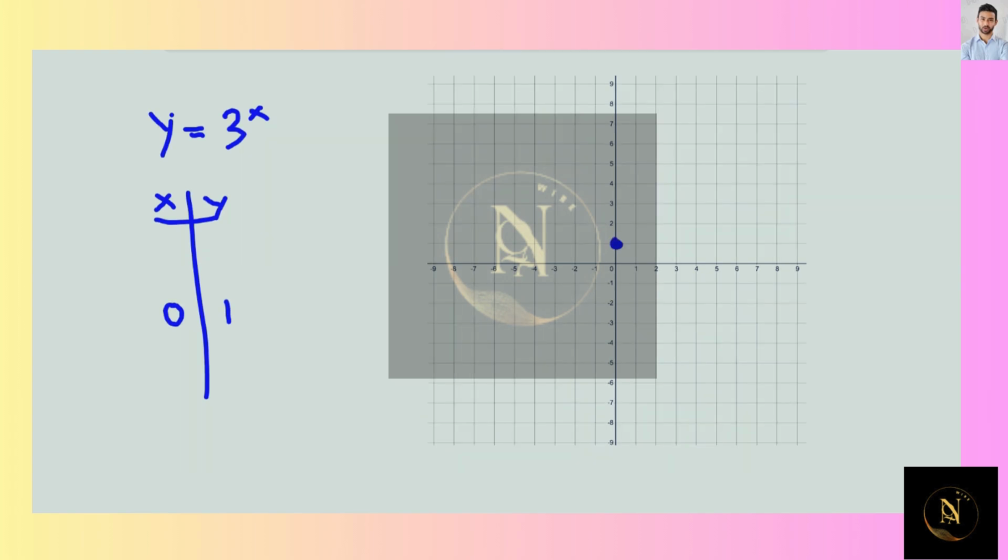the graph. 3 to the first power is 3, so you're looking for (1, 3). 3 to the second would be 3 squared, or 9, so you're looking for (2, 9).